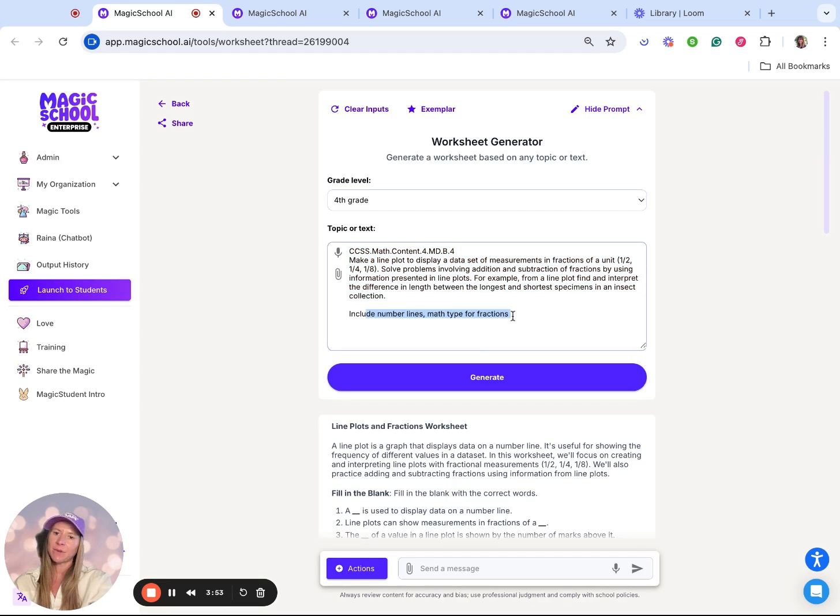And then I also included these two prompts. I said include number lines, and I also said math type for fractions. Now specifically, our systems already know when I'm throwing calculus in to be using math type. But if you want to ensure that we are using math type for some of those fractions or other maths, just make sure you're saying that here, and that should make it display really beautifully. I'm going to go ahead and click generate.